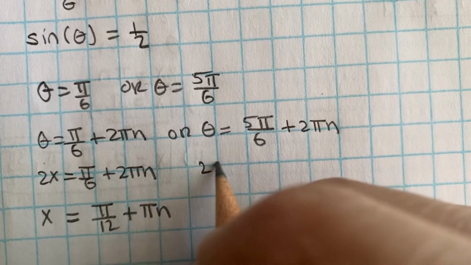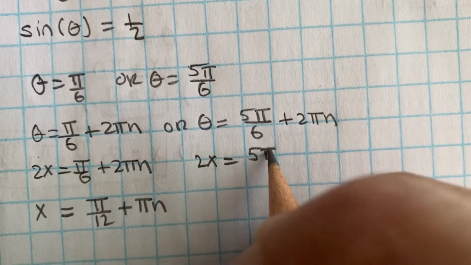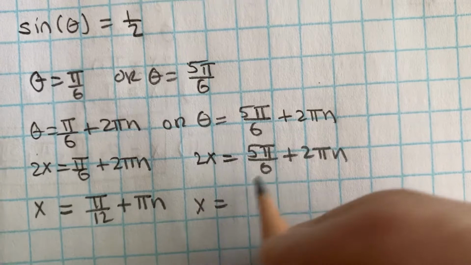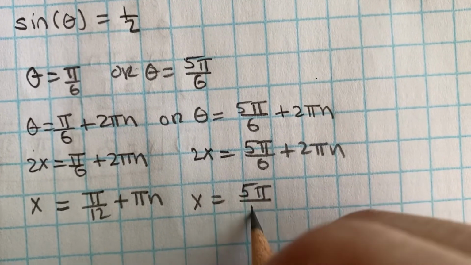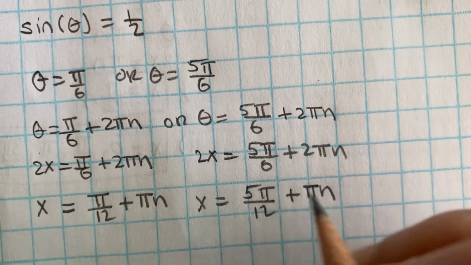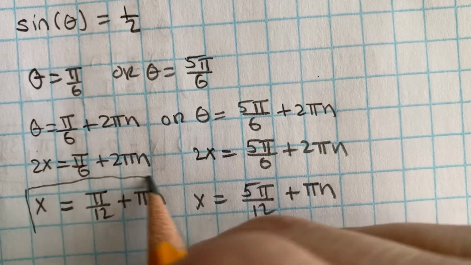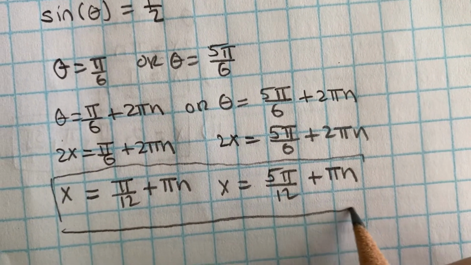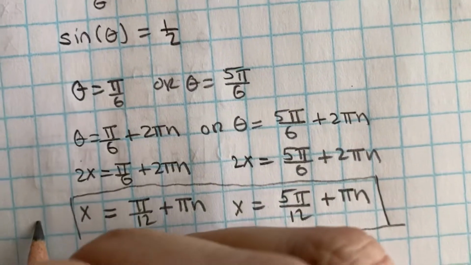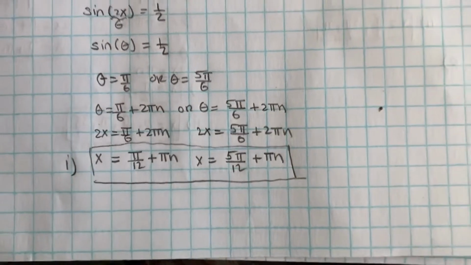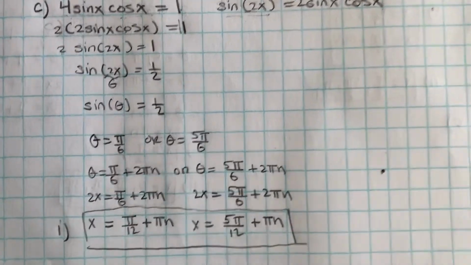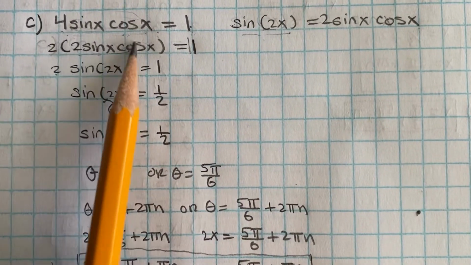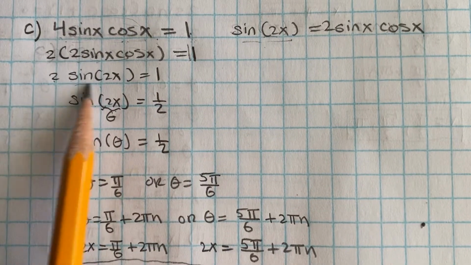Do the same thing for this one right here. And if you get x by itself, you're going to get 5 pi over 12 plus pi n. So this would be the general solution to this equation. So the key on this problem is to condense it and to recognize that you need to use a double angle formula substitution and call it sine of 2x.